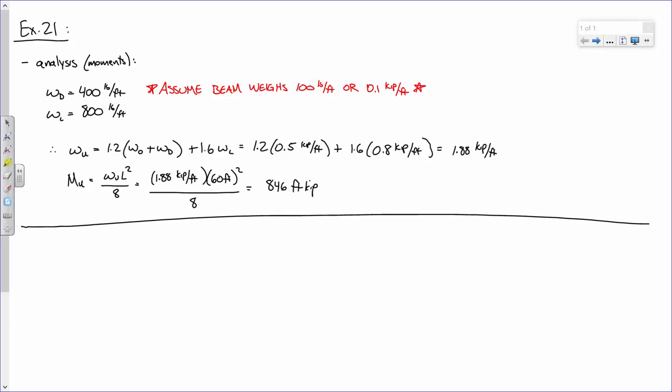Okay. Now, what I'm going to do is I'm going to say, okay, let's compute a required Z_X. I just want you to get into that habit in case F_Y is not 50 ksi. So, we're going to do this problem twice, okay? So, we'll say design one, no deflection limits. So M_U is 846 foot-kips. Now I'm going to go ahead and convert that to inch-kips, and what does that come out to be?